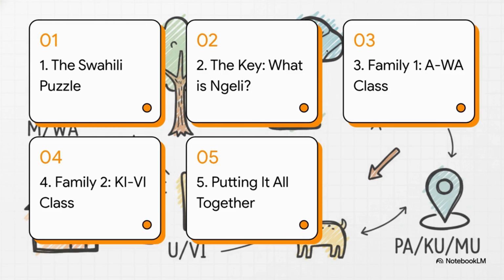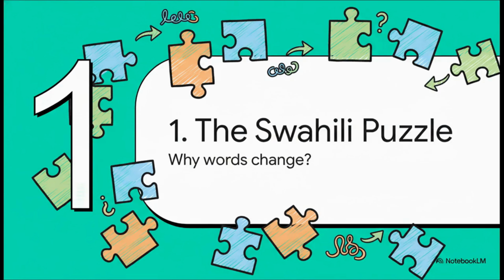So here's our game plan. First, we'll look at what I call the Swahili puzzle. Then I'll give you the master key that solves it all, this amazing concept called Ngeli. After that, we'll meet two of the most important families in the language to see how they work. And finally, we'll put it all together to see that big, beautiful picture. Okay, so first up, the puzzle.